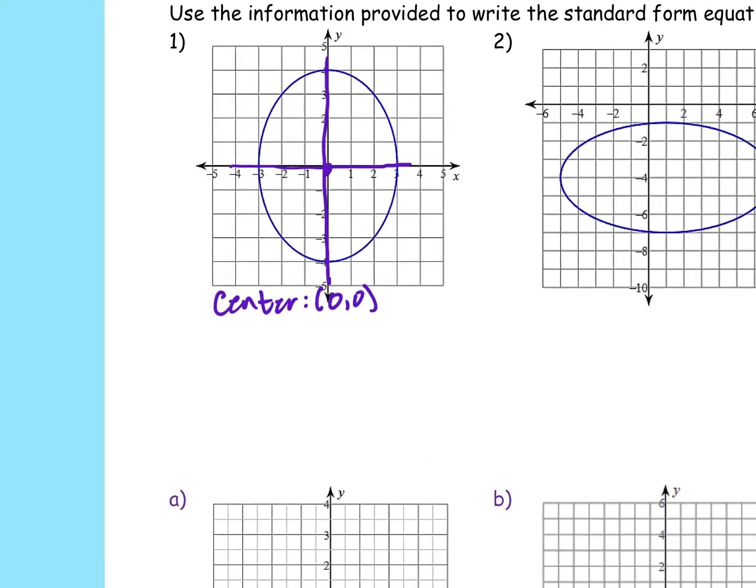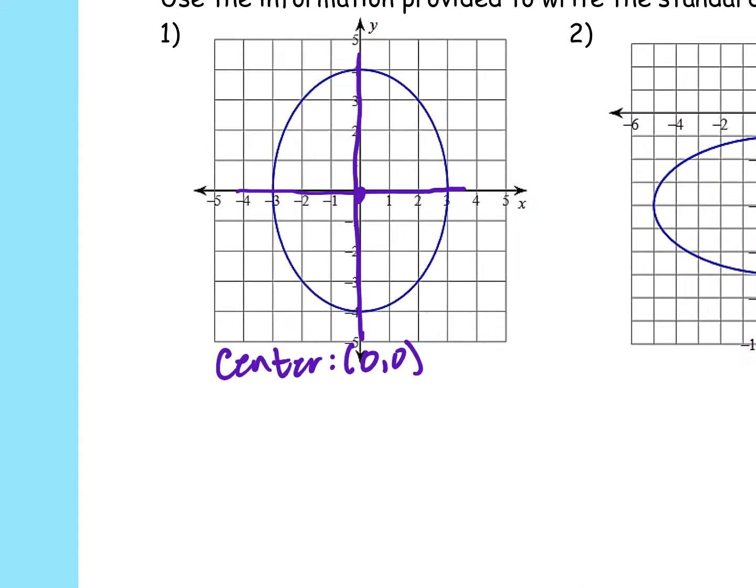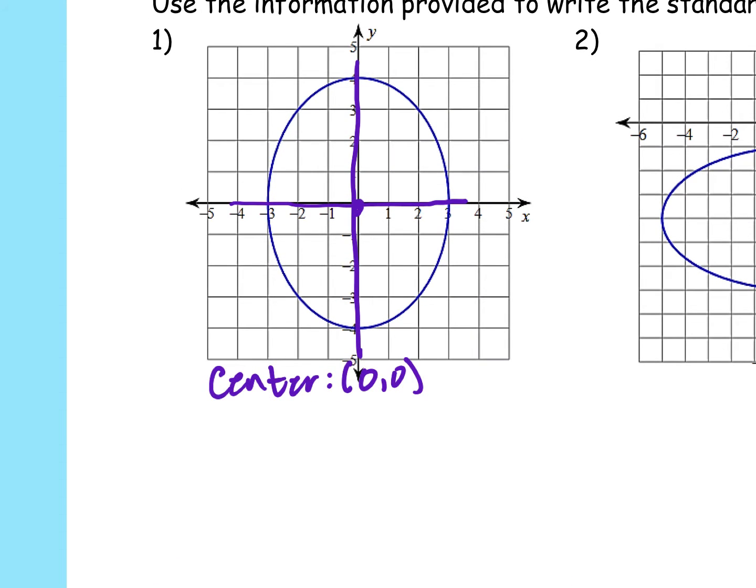Let me make this bigger so everyone in class can see it, sorry. And then A is my distance, I'm going to write it over here. A is my distance horizontally from the center of my ellipse to the outside. So it's 3, very good. And B is my distance vertically from the center of my ellipse to the outside. So that would be 4. Yes. And then we're going to put it into the equation.